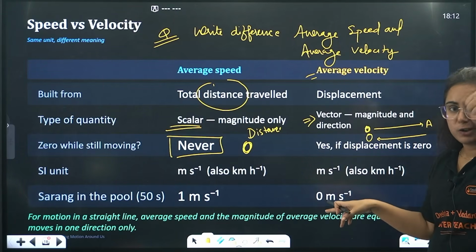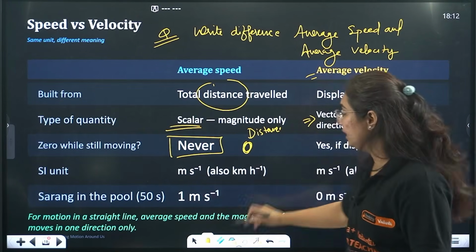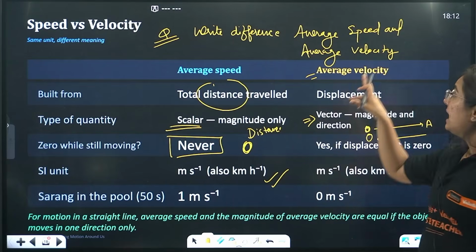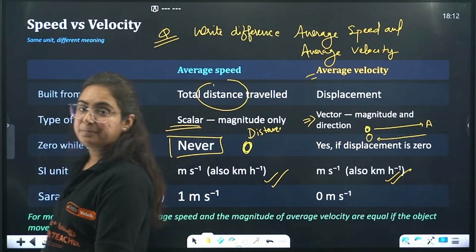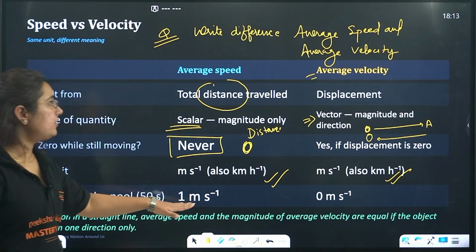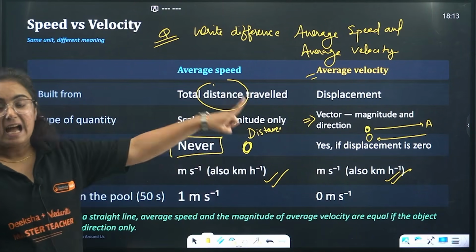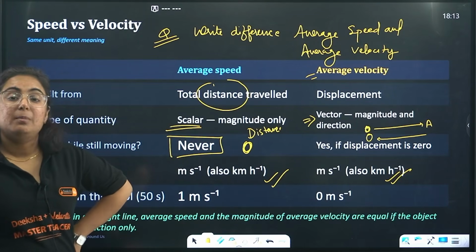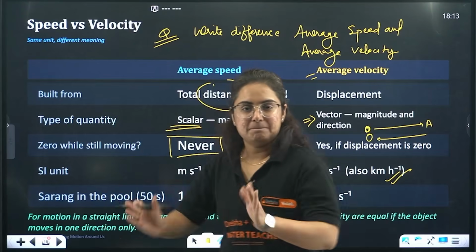Can average speed be 0? No. Can average velocity be 0? Yes. What is the SI unit? Meter per second or kilometer per hour, depends. And for average velocity, meter per second, depends. Here, the average speed of Sarang in the pool was 1 meter per second and average velocity was 0 meter per second, because he reached the initial point from where he started swimming.